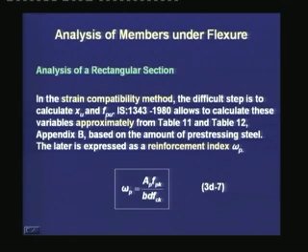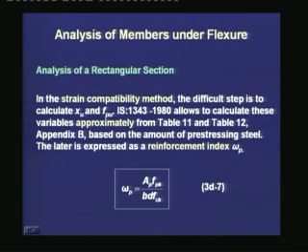IS 1343-1980 allows to calculate these values approximately from table 11 and table 12, appendix B, based on the amount of prestressing steel. The latter is expressed as a reinforcement index omega p. That means the code gives us a simple way to calculate the depth of the neutral axis at ultimate and the stress in the prestressing steel at ultimate, but these values are approximate. These values are given in two tables as a function of a variable which is a reinforcement index omega p, which is equal to the area of the prestressing steel times the characteristic strength divided by the area of the concrete section, which is B times D times the characteristic strength of the concrete.